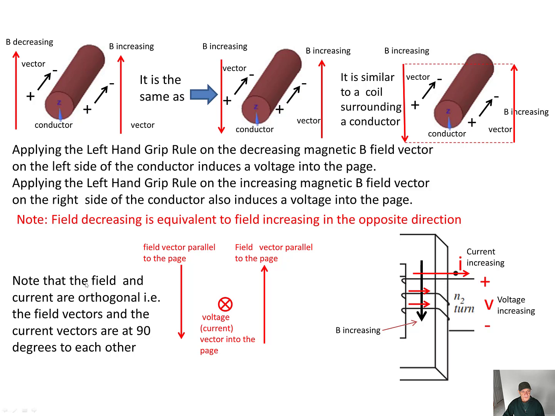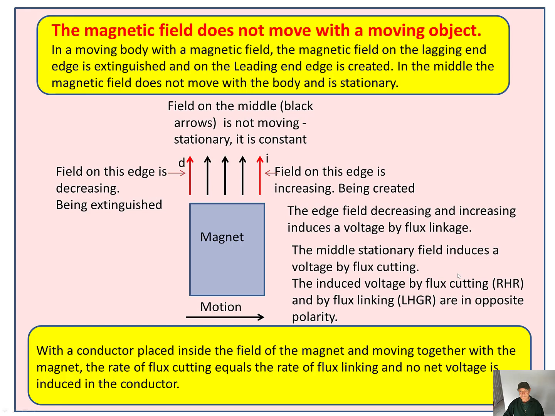Note that when the field and the currents are orthogonal, i.e. the field vectors and the current vectors are at 90 degrees to each other, this is the graphical representation. Field vector parallel to the page, and a voltage or current vector into the page. So this is like a coil too, where we have the B field increasing, which induces a voltage. They're shown by the red arrow for the current.